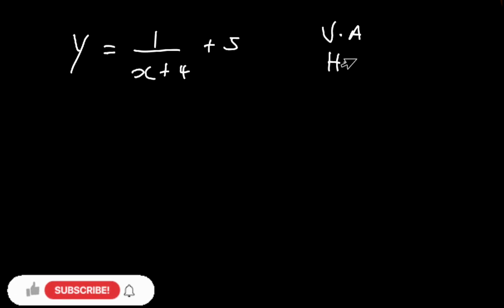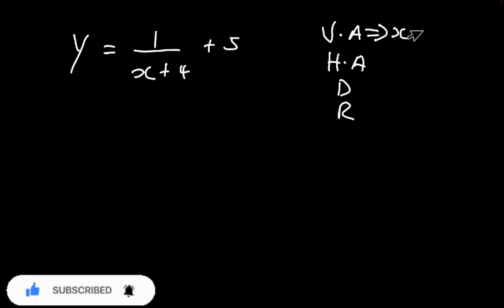Now let's look at this function. y equals 1 divided by x plus 4, plus 5. Let's find the vertical asymptotes, the horizontal asymptotes, and then the domain and range of this function. So to start with vertical asymptotes, we set the denominator to 0. If you set it to 0 and solve for x, you'll find that x is equal to -4. So this is the vertical asymptote.